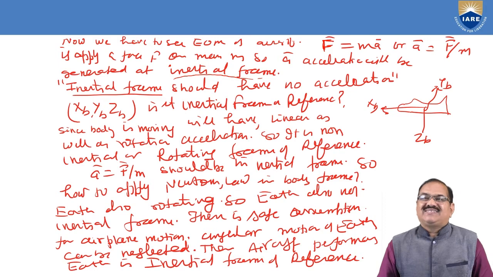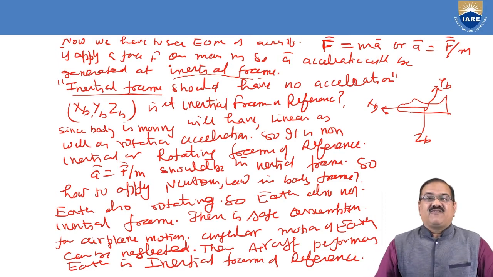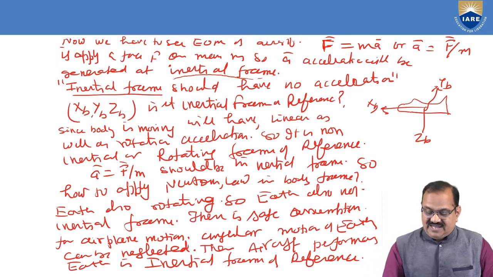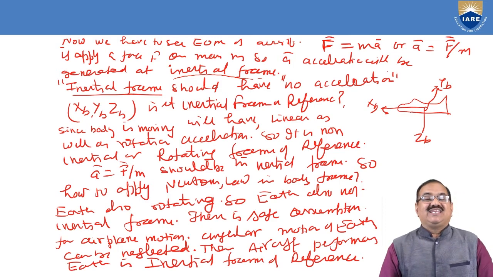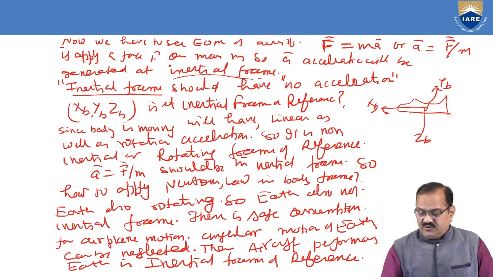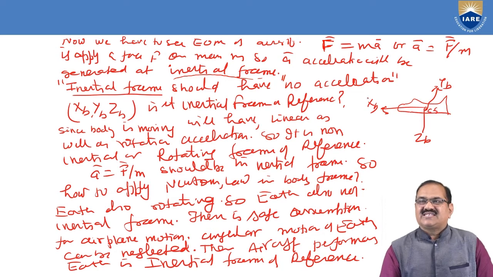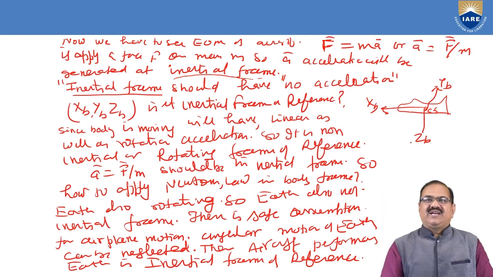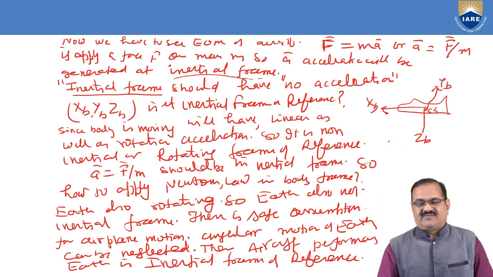So we should know what that inertial frame is. An inertial frame should have no acceleration. That is the definition of an inertial frame. An inertial frame should not have any acceleration. So if you take here, this is the aircraft, this is the CG of the aircraft, and here is XB, the body X-axis, body axis YB, and this is ZB. So is it an inertial frame or not? Can we take this as an inertial frame? That is the issue.